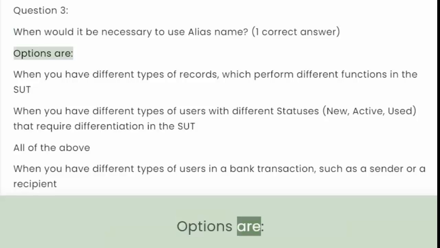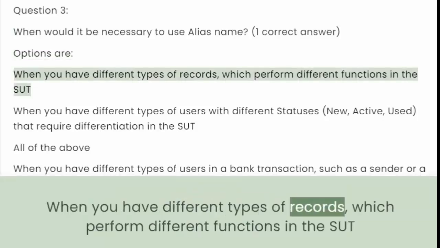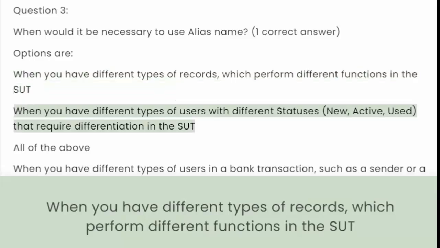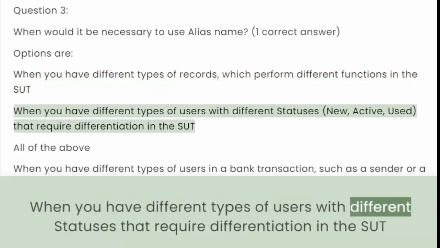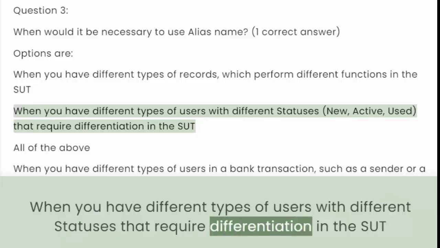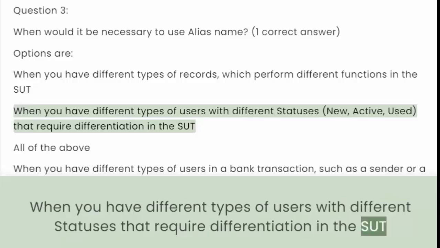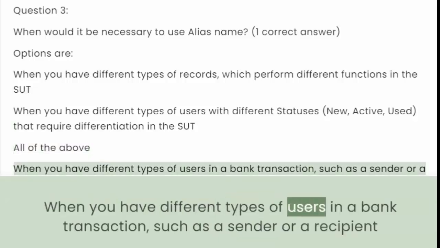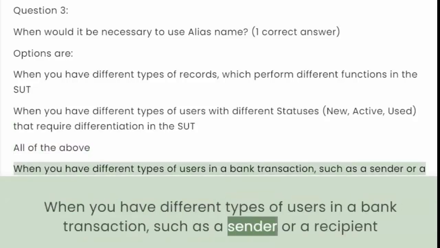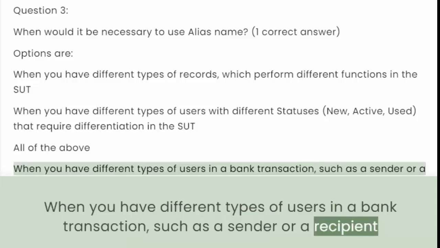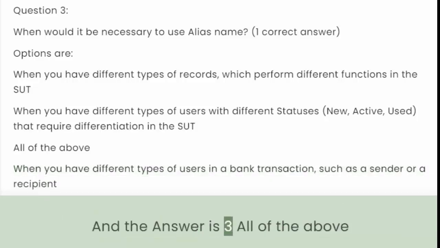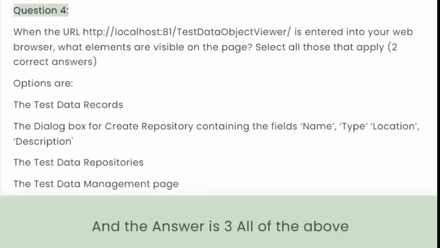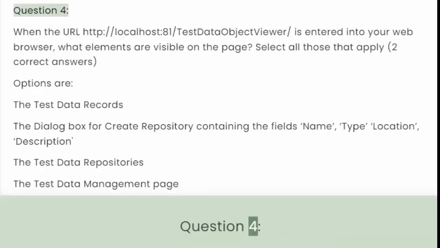Question 3. When would it be necessary to use alias name? Options are when you have different types of records, which perform different functions in the SUT. When you have different types of users with different statuses that require differentiation in the SUT. All of the above. When you have different types of users in a bank transaction, such as a sender or a recipient. And the answer is 3. All of the above.